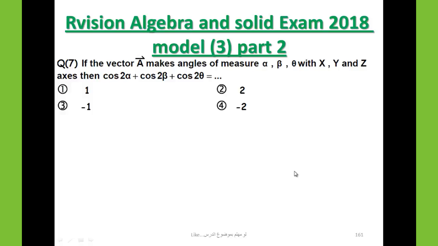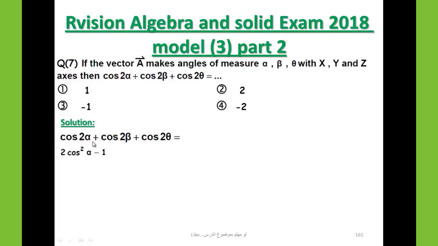Question 7. If the vector A makes angles of measure alpha, beta and theta with x, y and z axes, then cosine 2 alpha plus cosine 2 beta plus cosine 2 theta equals one of these values. Cosine 2 alpha plus cosine 2 beta plus cosine 2 theta equals.